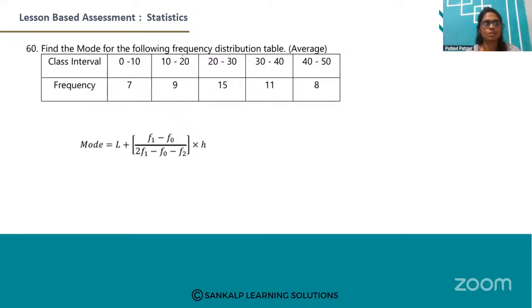Look at question number 60. Find the mode for the following frequency distribution table. Here the modal class is the class interval with the highest frequency. In this case, the highest frequency is 15, which corresponds to the class interval 20 to 30.